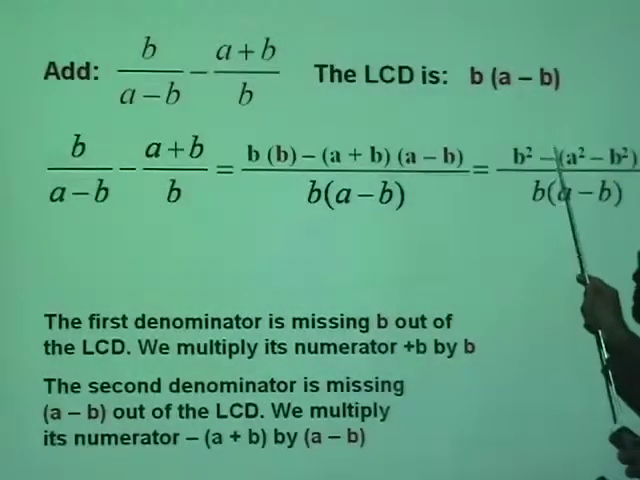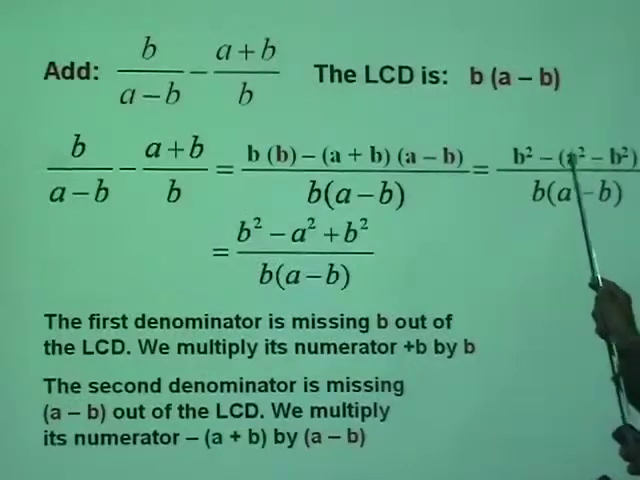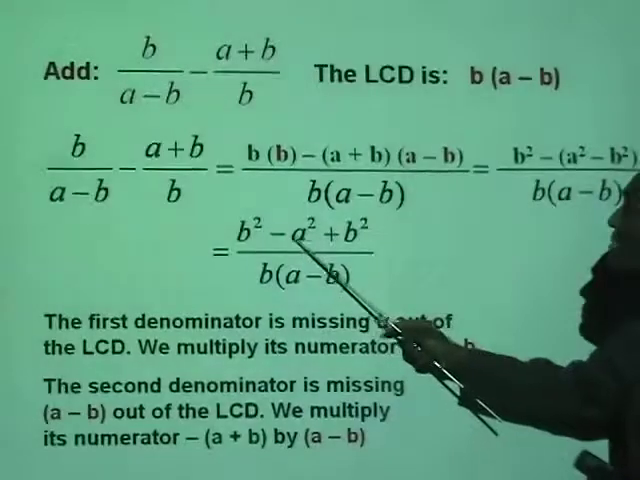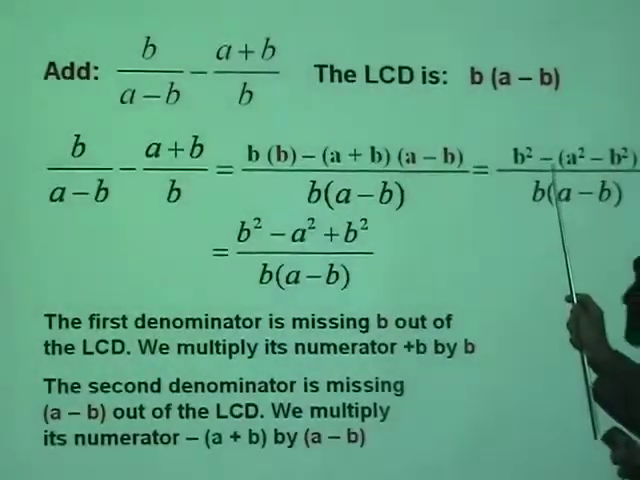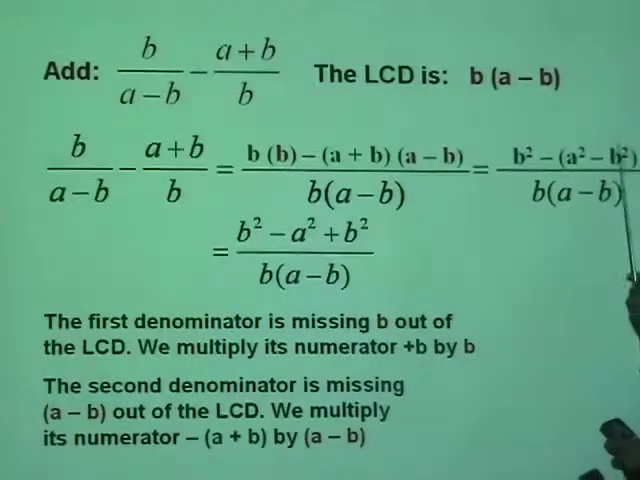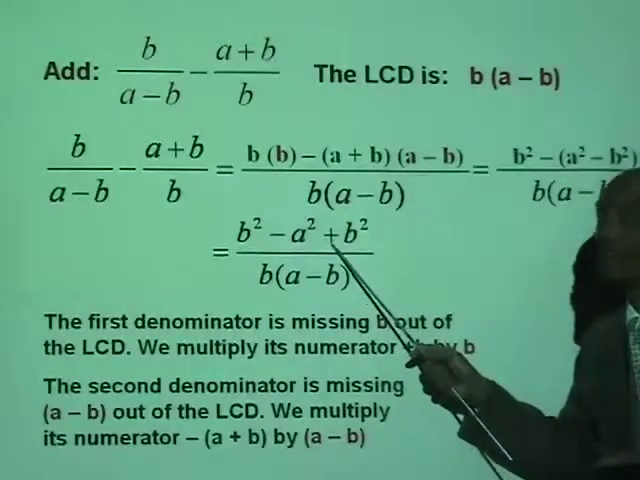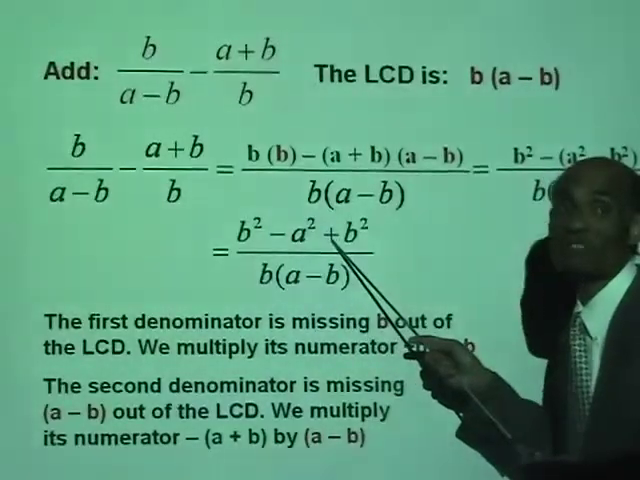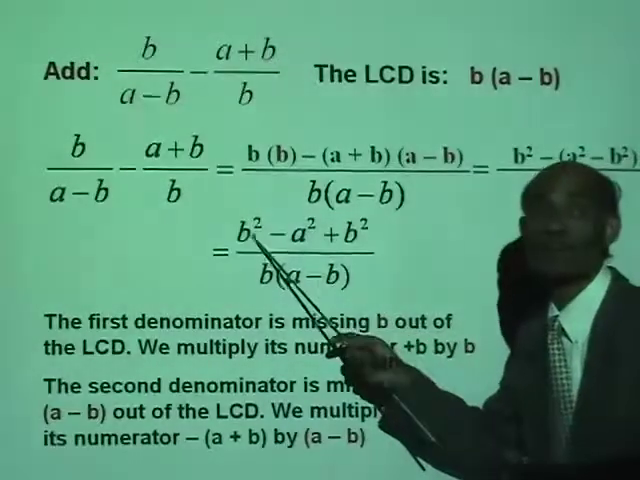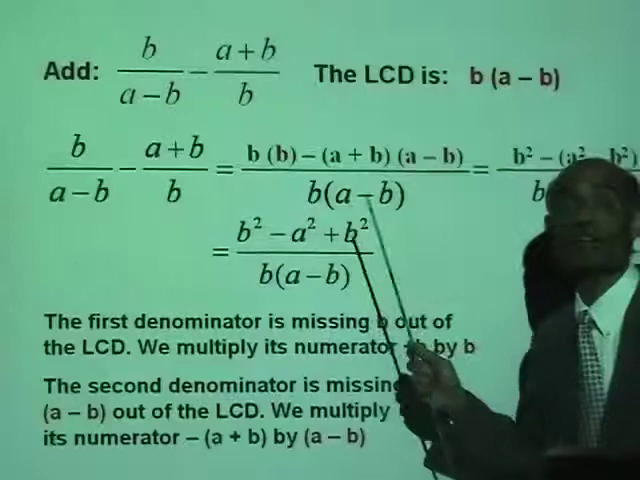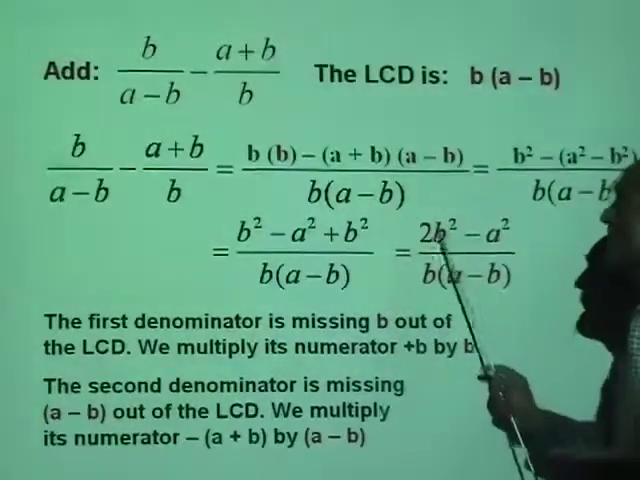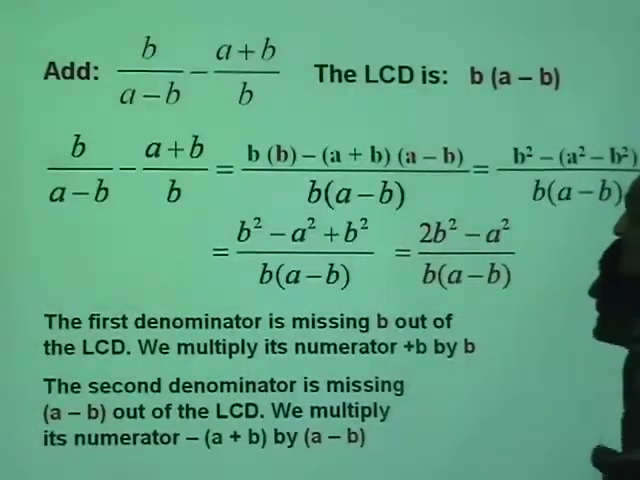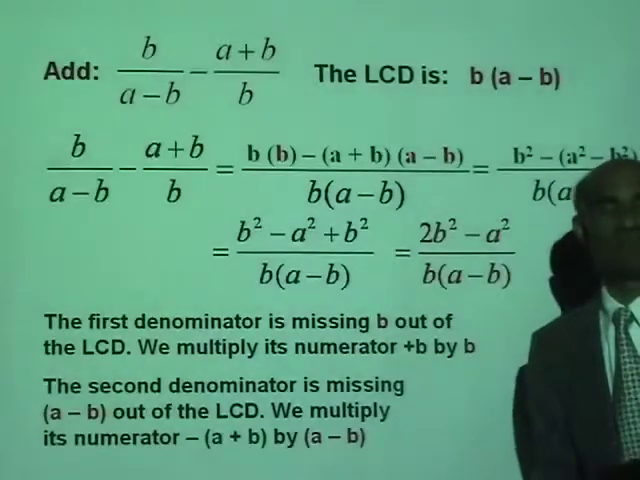And now you need to distribute that negative. Let's do that. That will be b squared minus 1 times a squared is minus a squared. And watch this. Minus 1 times negative b squared is plus b squared. So my numerator now is b squared minus a squared plus b squared. Simplify that. b squared plus b squared is 2b squared. So that is 2b squared minus a squared all over b times a minus b.